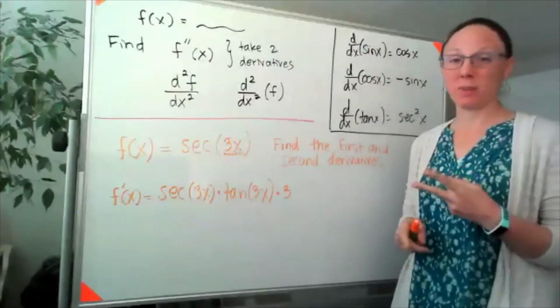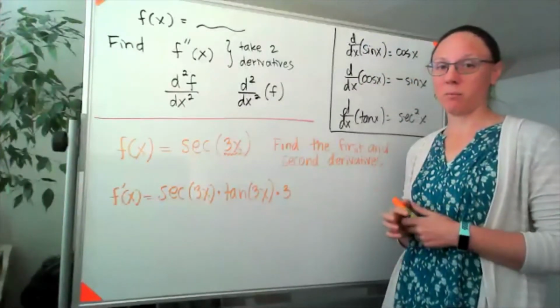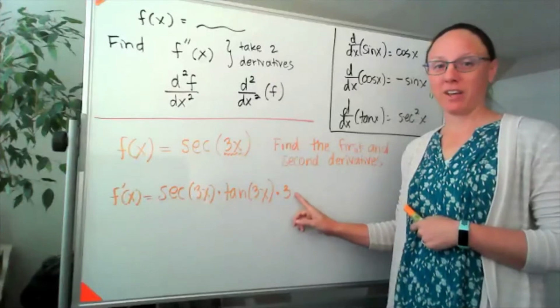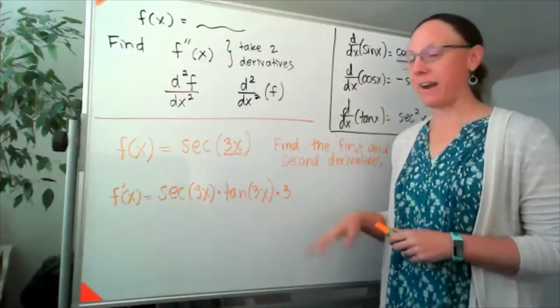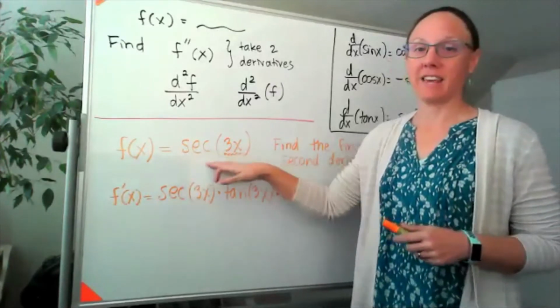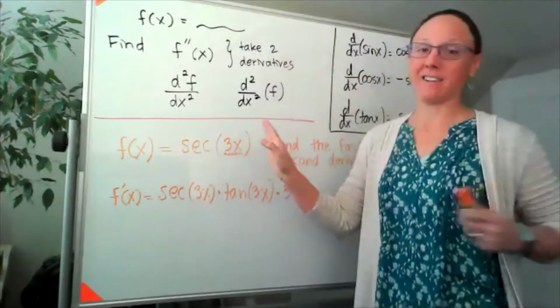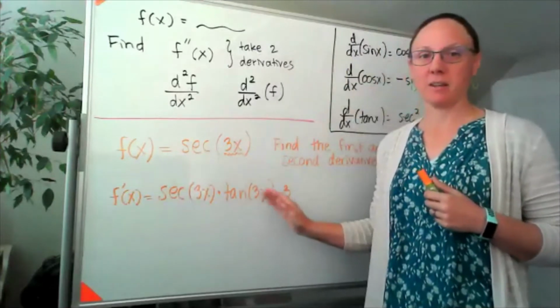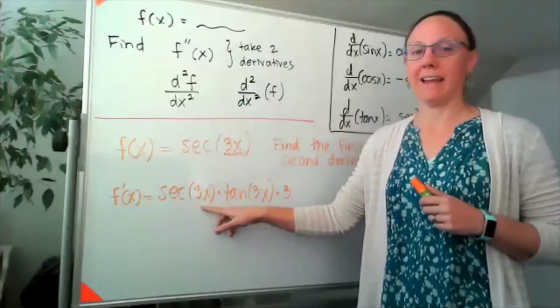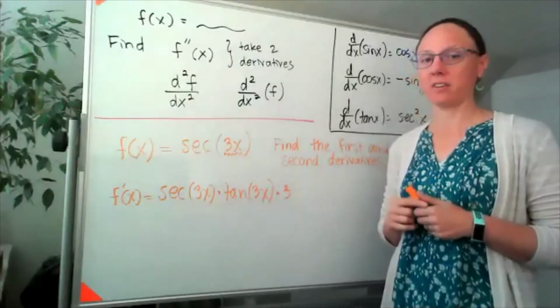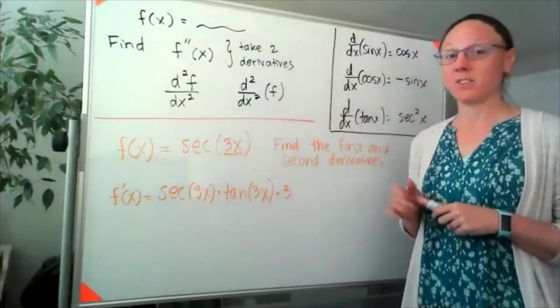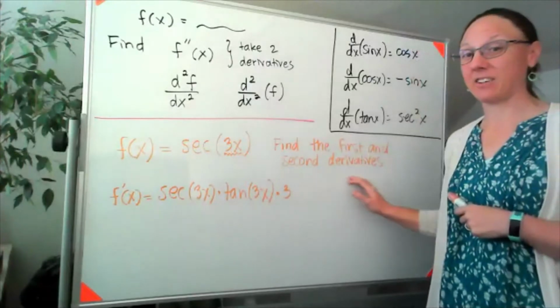And really, there are 2 places where students make mistakes on this problem. Either forgetting the 3 at the end or writing the derivative of secant of whatever as just secant x tangent x. But we need to make sure that we bring that inside function along with us when we're taking derivatives. So I'm going to give you a minute to find that second derivative on your paper.